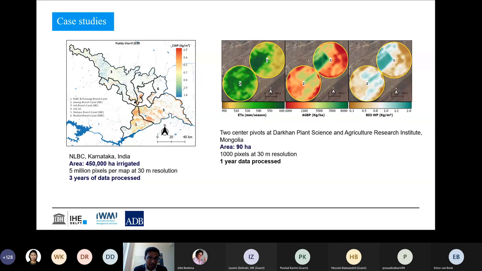And here you can see in the map, as an example, the crop water productivity of paddy. As shown by Pulad, it also shows how water productivity varies over different CCAs. At the same time, a contrasting example on the right side comes from Mongolia, where we focused on 2 center pivots using data from the same satellite, with a very small area of 90 hectares, only 1,000 pixels per map, and we processed 1 year of data to come up with the seasonal evapotranspiration, biomass and biomass water productivity. So these are 2 case studies which we want to demonstrate using the same operational system components which we developed, and how we can use them to come up with these kinds of seasonal maps and evaluate them.